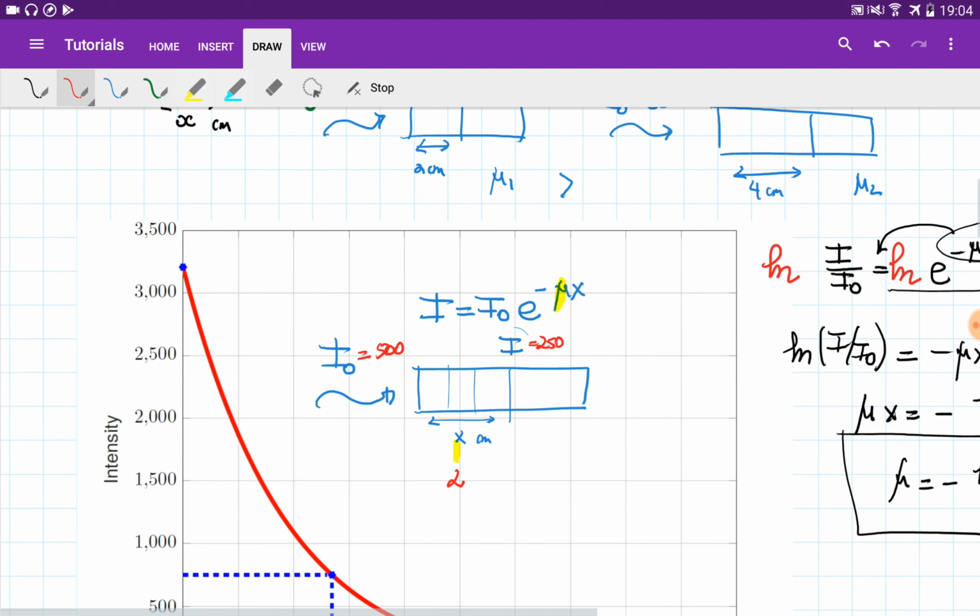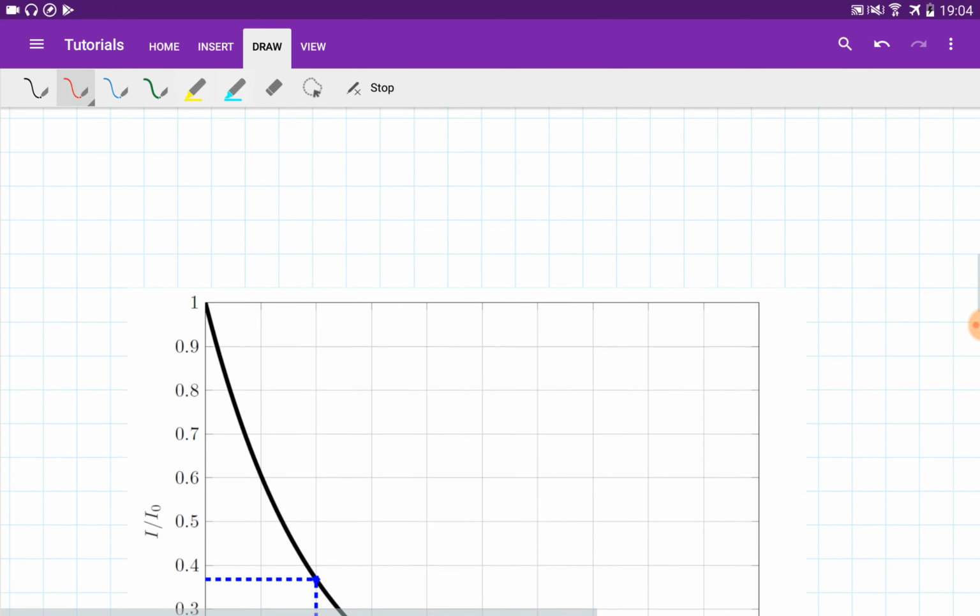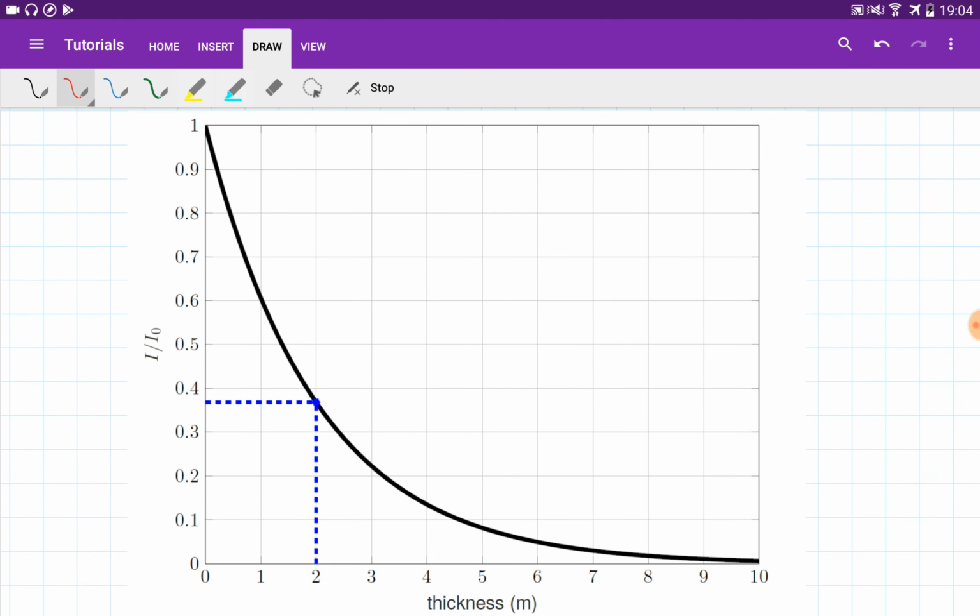That is why most of the time we see the graph for the attenuation coefficient or the intensity in this form, where it's not simply I, the intensity, over the thickness, but I over I0.